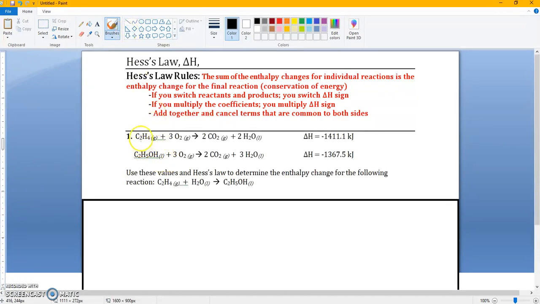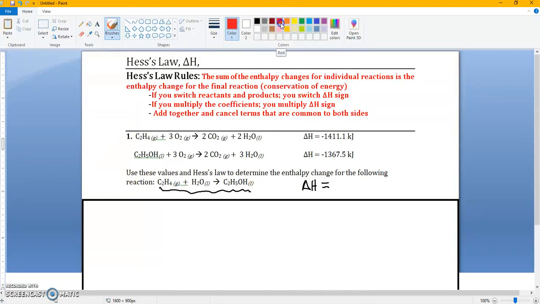Okay, so in this question, I want to know what the enthalpy change is for this reaction right here. But I only have these 2 reactions and their enthalpies. So what Hess's law says is that I can rearrange these reactions to form this reaction, and once I rearrange it, I can calculate the delta H of this reaction.